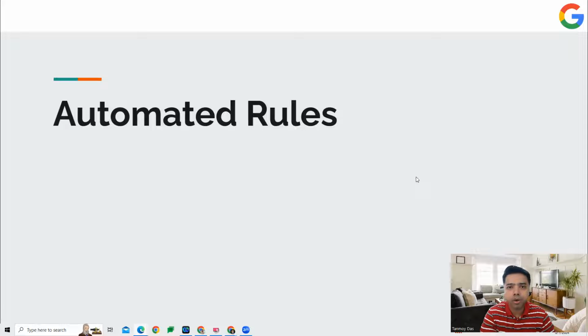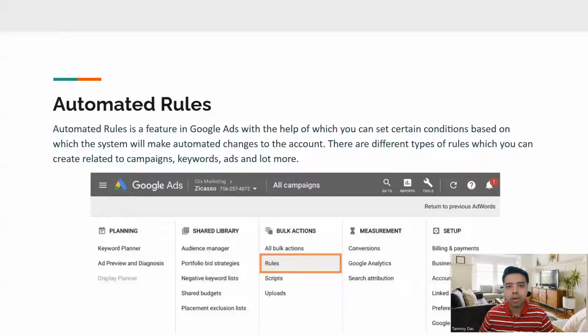In this session, we're going to talk about the automated rules. Automated rules is a feature you get on the Google Ads platform, with the help of which we can build out certain rules on the platform, which we can apply automatically at the backend. Here, we take certain actions on the account based on certain conditions which are met. Those are called rules.